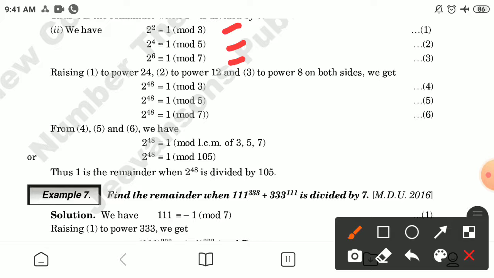Raising 1 to power 24, 2 to power 12 and 3 to power 8 on both sides, we get 2 raised to power 48 is congruent to 1 mod 3. 2 raised to power 48 is congruent to 1 mod 5. 2 raised to power 48 is congruent to 1 mod 7, marking as 4, 5, 6. From 4th, 5th and 6th we have 2 raised to power 48 is congruent to 1 mod LCM of 3, 5, 7 and LCM of 3, 5, 7 is 105. 1 is the remainder when 2 raised to power 48 is divided by 105.